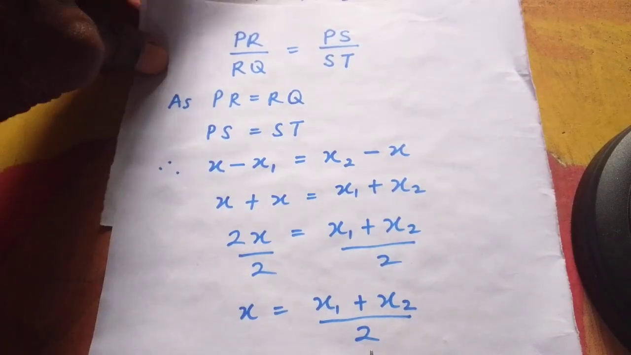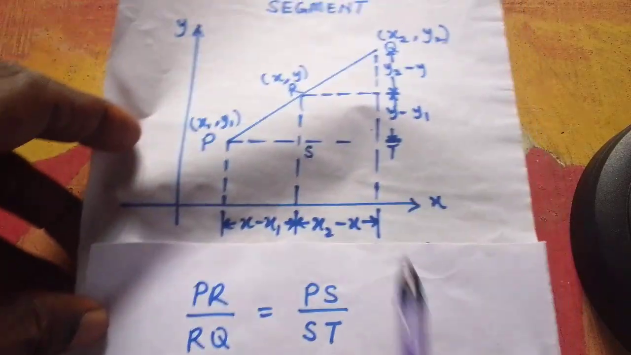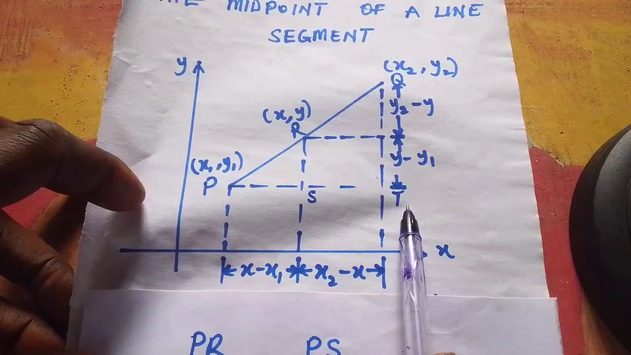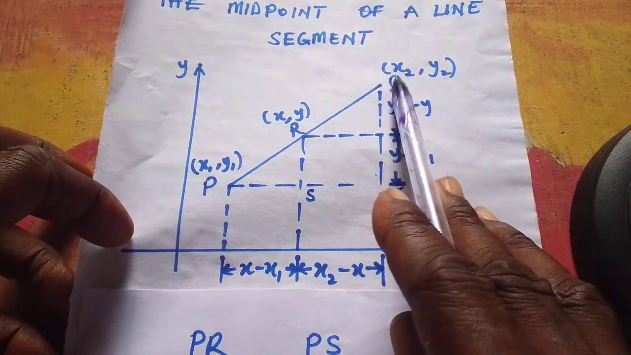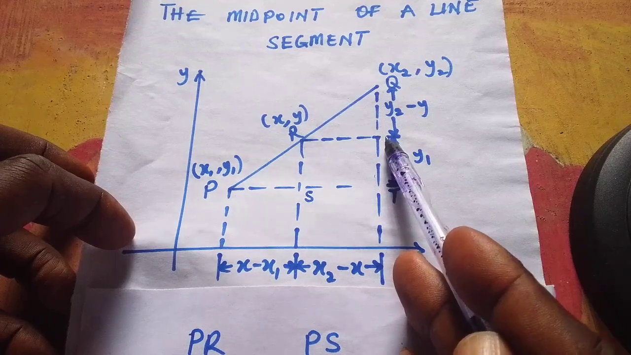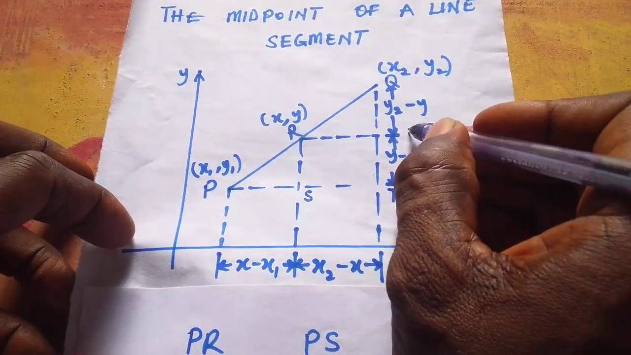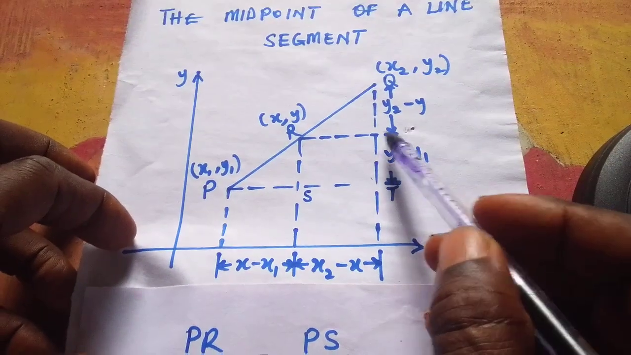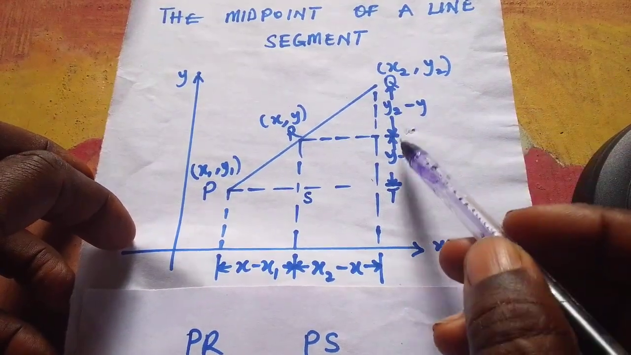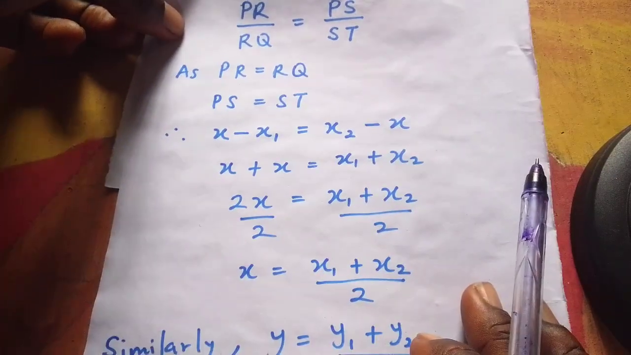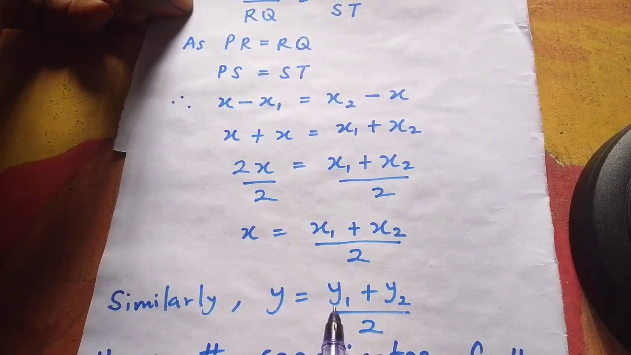If we want to get that of y, it will still be the same process. Taking the corresponding ratio on the vertical axis, this and this will be equal. By the time you solve this, you realize that the coordinate for y will be y1 plus y2 over 2.